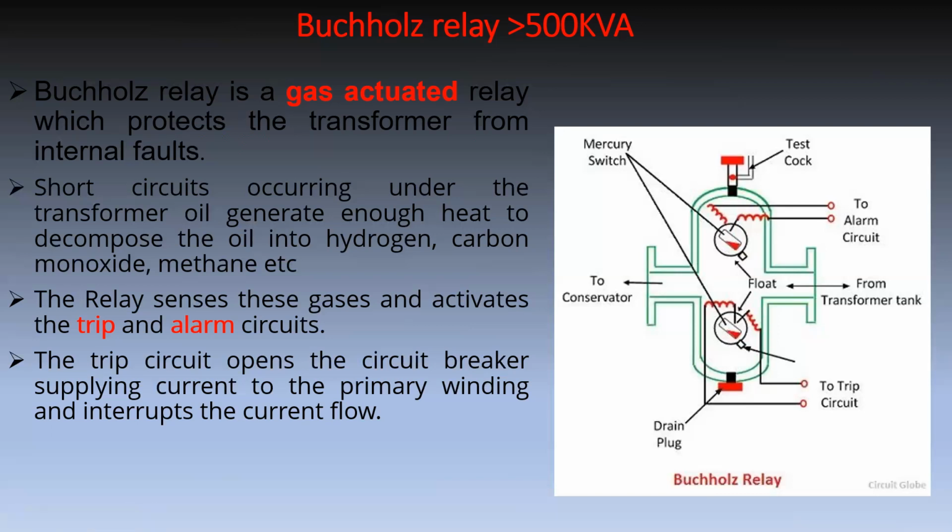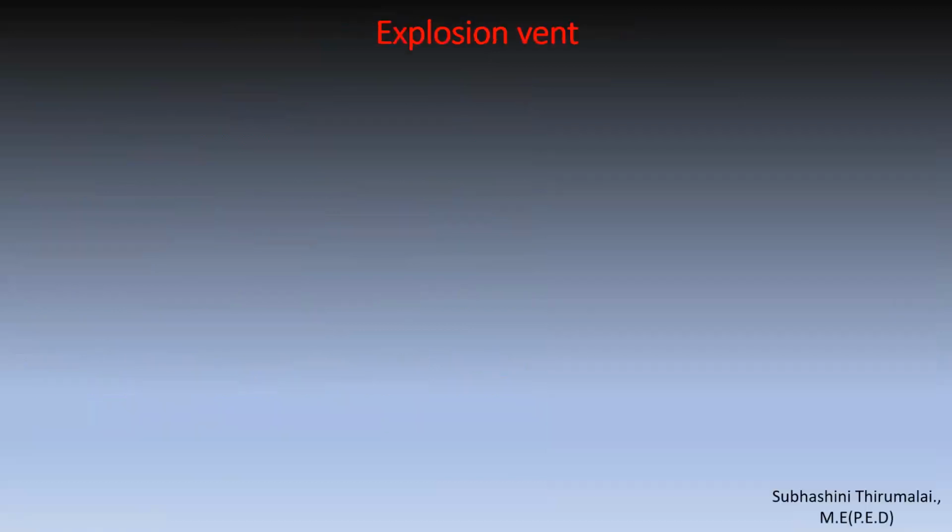It is used in oil immersed transformers of more than 500 kVA because it is a little costlier. In small transformers it may not be used. They will use other types of sensors like pressure sensors, fire detectors and other sensors. But here we use it for high power transformers. So that is a gas actuated relay to protect against internal faults of the transformer.